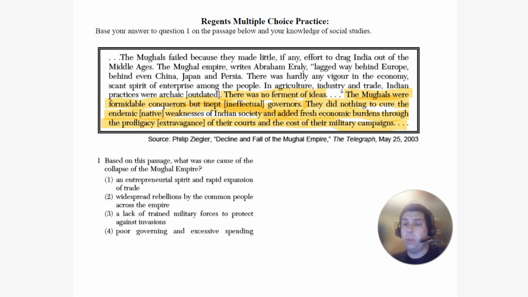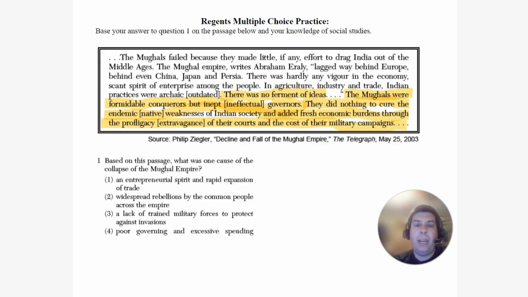Maybe you can, rather than read the whole source and waste time if you don't need to, look at the ellipses. The Mughals were formidable conquerors, but inept governors. Poor governing. Inept means you're really bad at something. You're ineffective. You're inept. If I were to, let's say, play basketball, you might call me inept. Not something I'm gonna volunteer to do very often, right? So inept. They were inept governors. They were poor at governing, just like I'd be poor at playing basketball against someone who plays basketball. Okay, so that seems like it might be right.